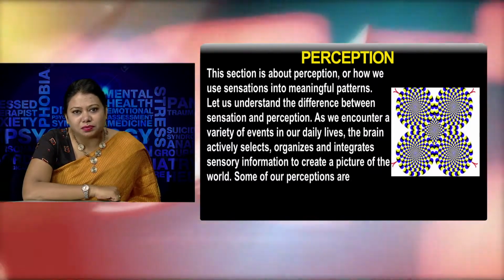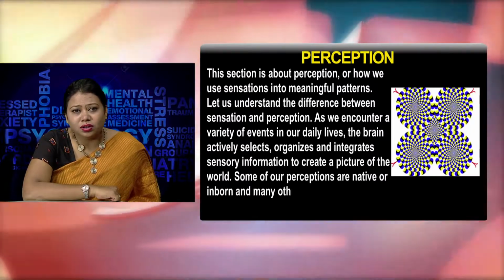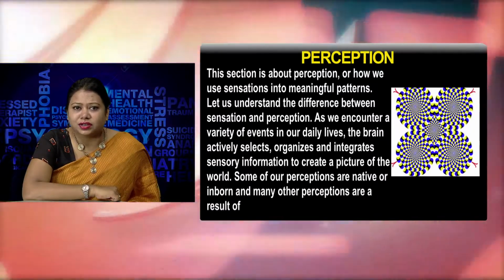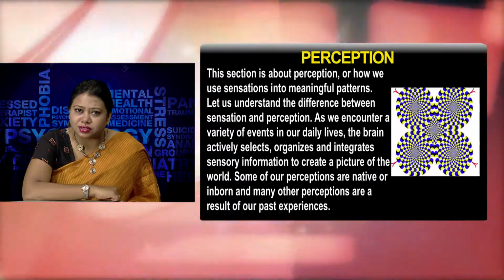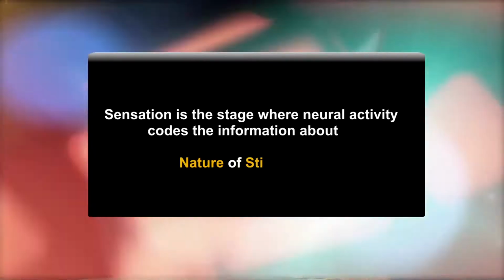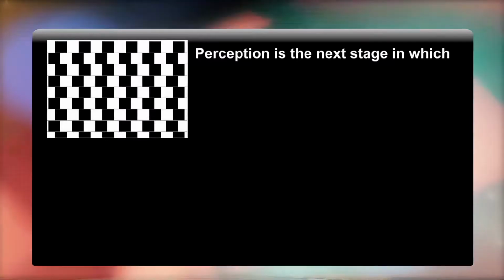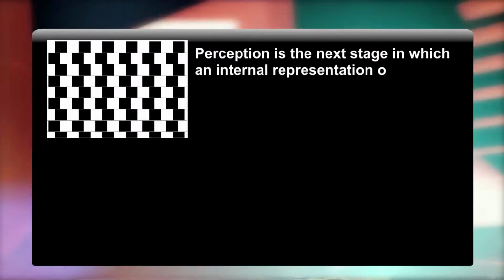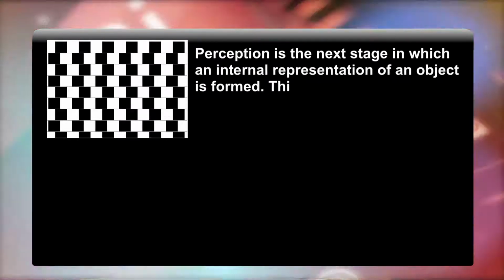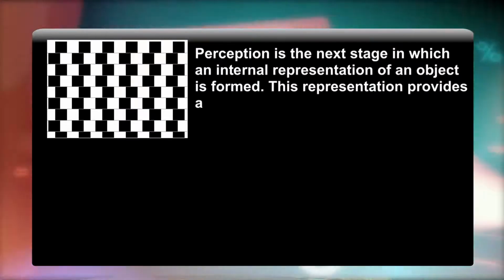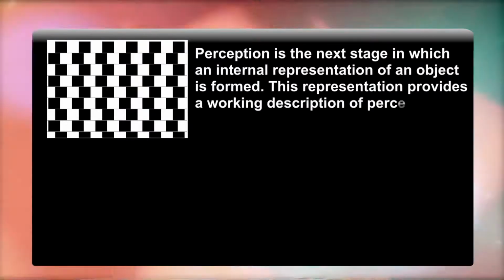Some of our perceptions are native or inborn, and many other perceptions are a result of our past experiences. Sensation is the stage where neural activity codes the information about the nature of stimulation. Perception is the next stage in which an internal representation of an object is formed. This representation provides a working description of the perceiver's external environment.